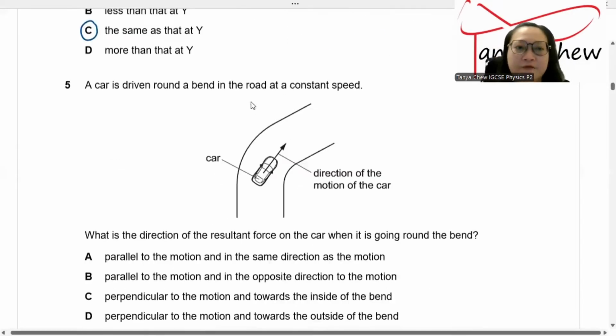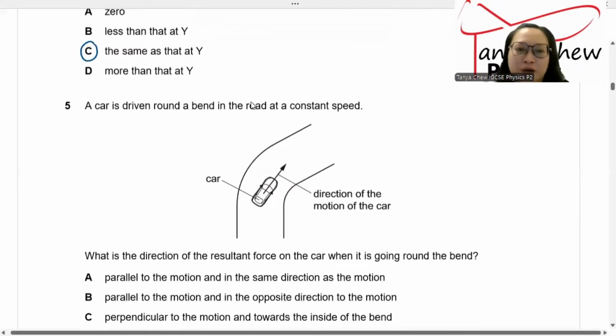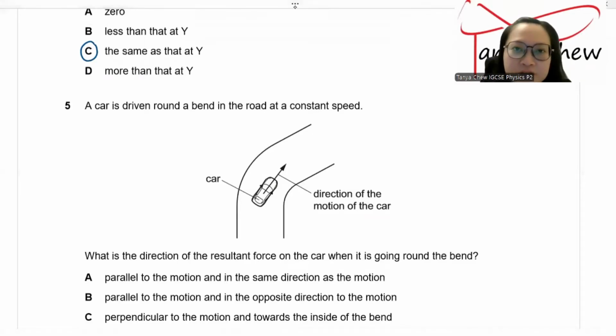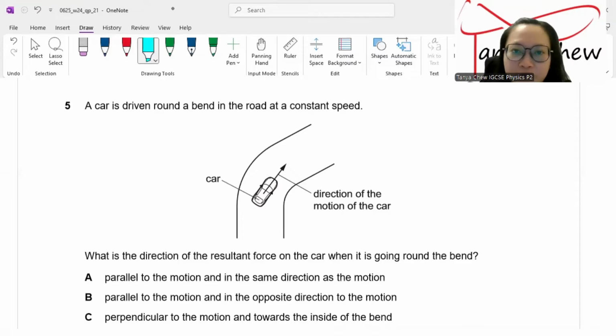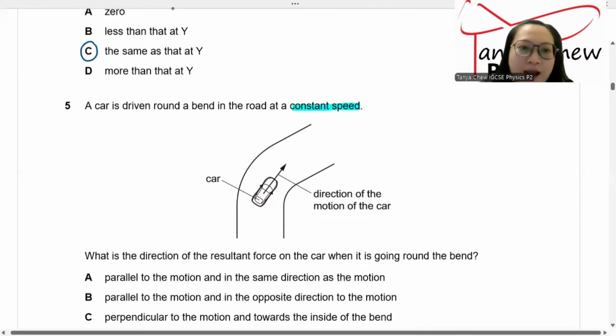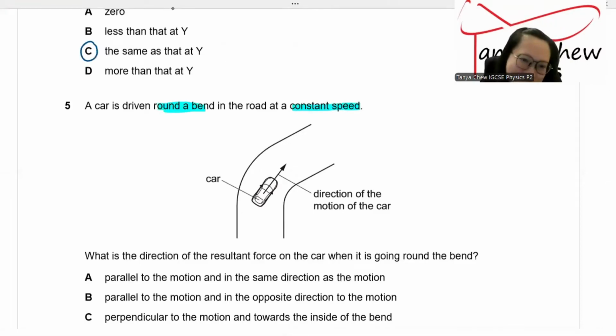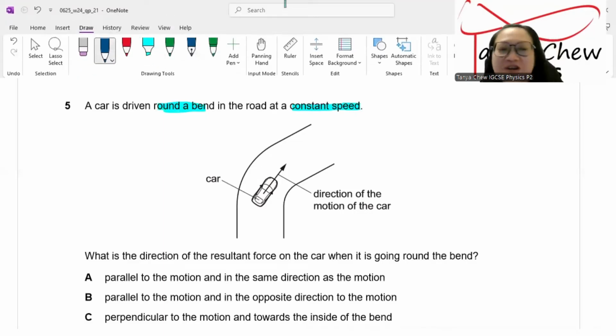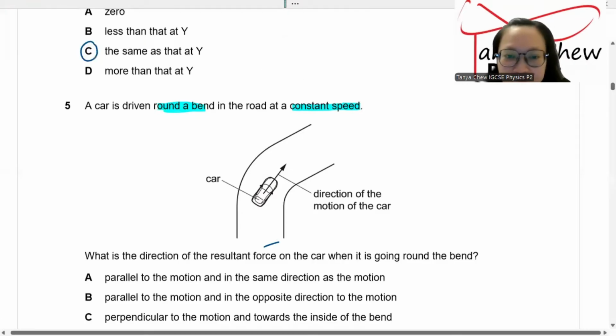Now, number 5, a car is driven round a bend in the road at a constant speed. Whenever you see this word, I am going to highlight it for you. When you see constant speed and you see round a bend, right? There is only one resultant force that is acting on the car. The resultant force is called centripetal force.